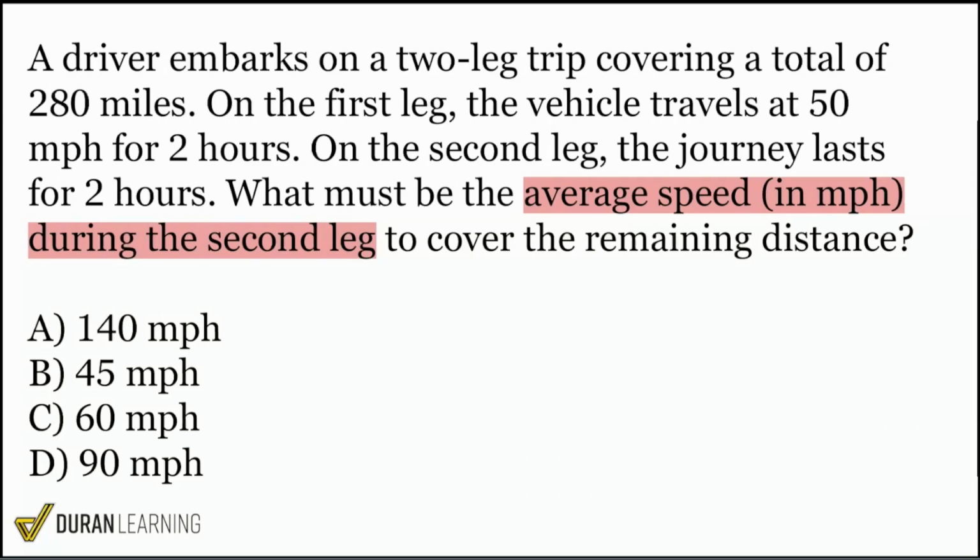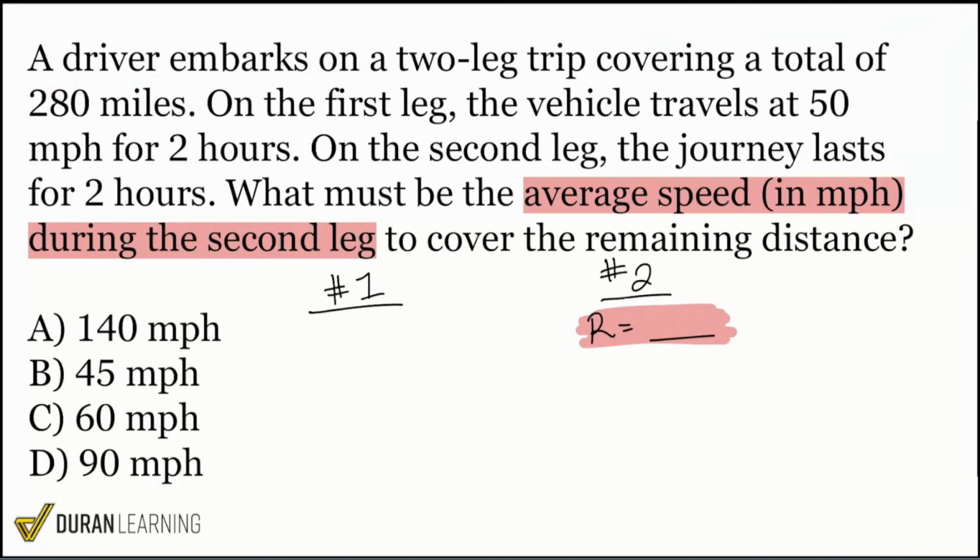We want to know not the first leg, but the second leg, and we want to know its rate. Is that true, everybody? Can we confirm that? The second leg, the rate for the second leg is specifically what we want. Good. Now let's do ourselves a favor and calmly collect the information so we can make some decisions. So here's what we start off on. First sentence, a driver embarks on a 2-leg trip covering a total of 280 miles.